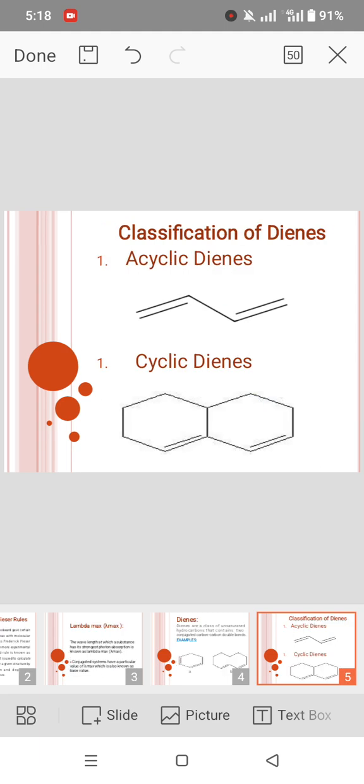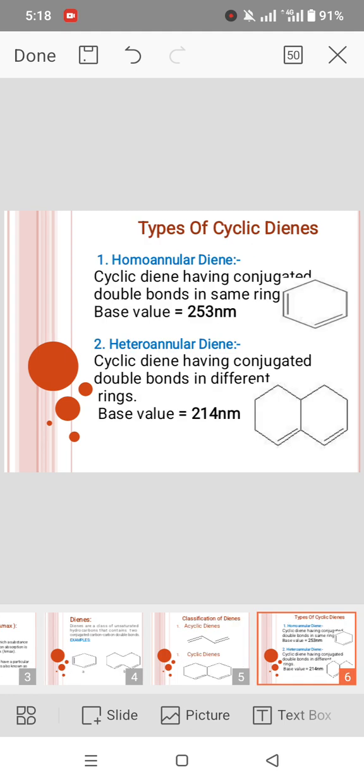Now, classification of dienes. Dienes are classified as acyclic dienes and cyclic dienes, and examples of cyclic and acyclic dienes are given. You can see. We have further types of cyclic dienes. The first type of cyclic diene is homoannular diene, and the second type is heteroannular diene.